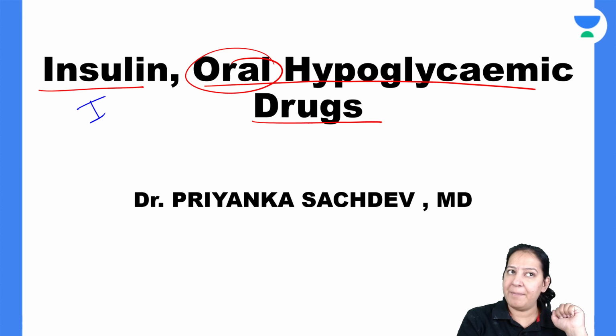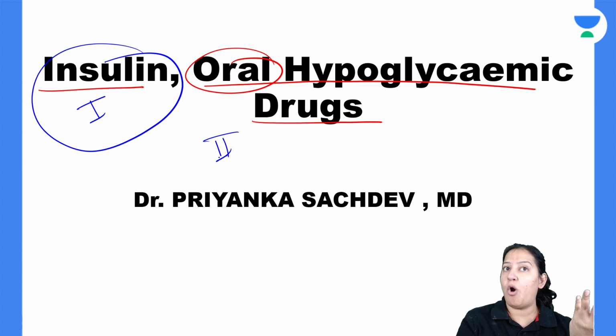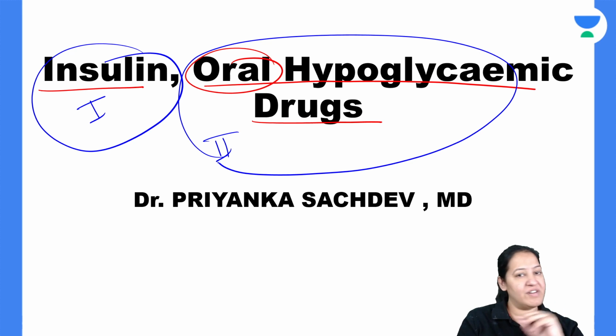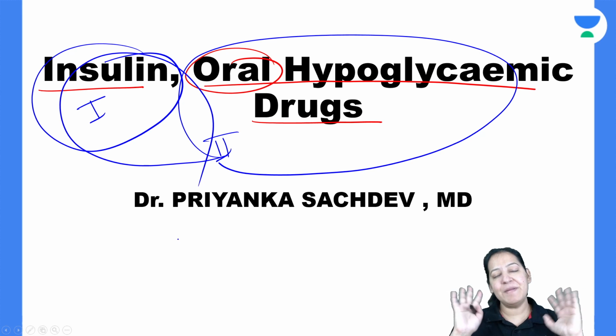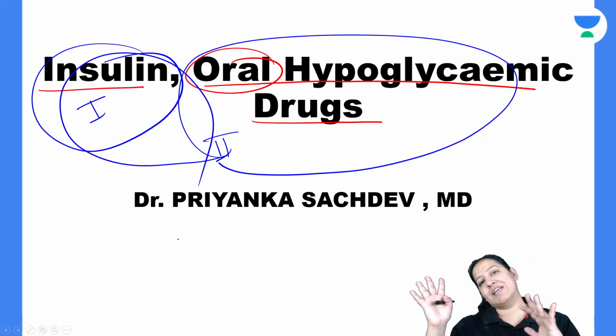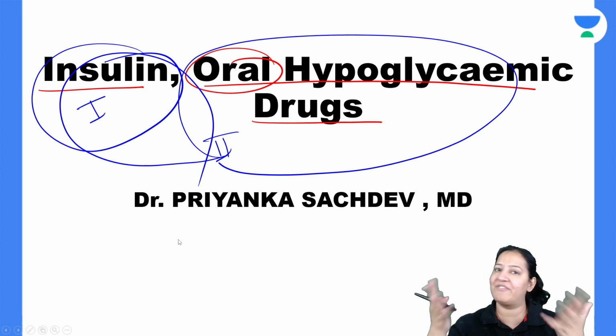For type 1 diabetes, insulin is the only treatment. For type 2 diabetes, first we offer oral hypoglycemic drugs. If it is not controlled, the last resort is to give insulin. So let me teach you insulin, and also oral hypoglycemic agents: the classification, the various types of drugs, their mechanism of action, uses, adverse effects, pharmacokinetics, everything of them.